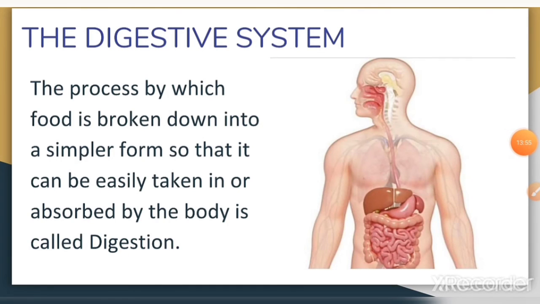The digestive system of the human body comprises a group of organs working together to convert food into energy for the body. The diagram given here represents different parts of the human digestive system that convert food into essential nutrition absorbed by the body.